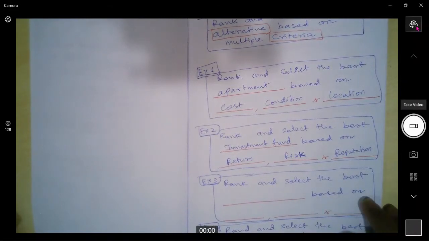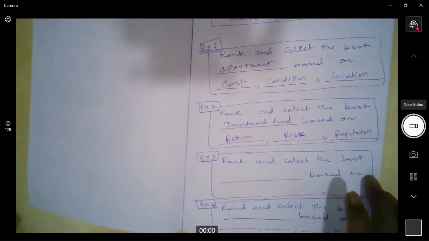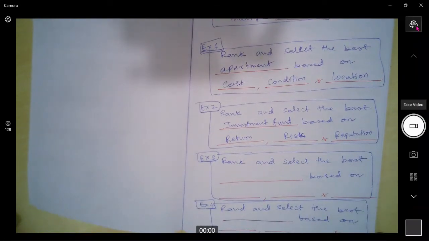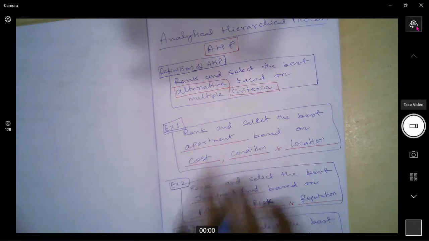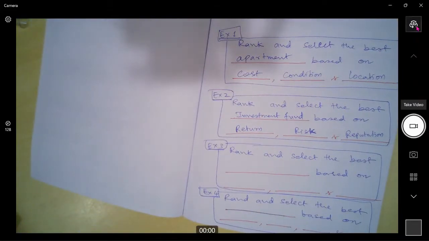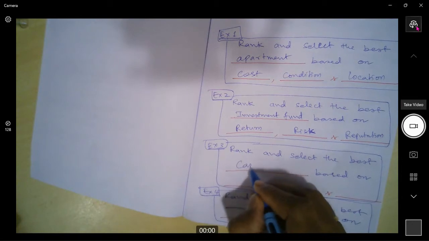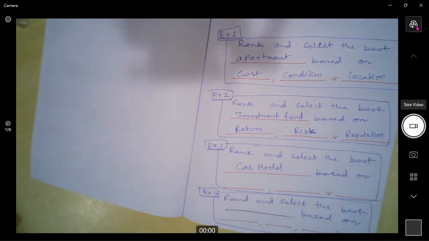You can also pause the video and think about it. You should come up with at least 2 or 3 examples. Then maybe you got the idea of what AHP is, what the alternatives are, and what the criteria are. Anyway, example number 3. Let's say you want to purchase a car. So which car model do you want to purchase? There are so many varieties of cars all over the world.